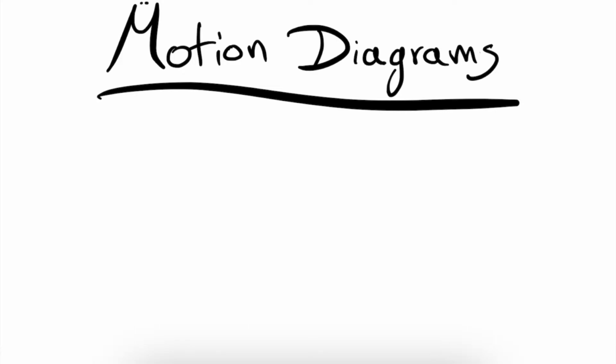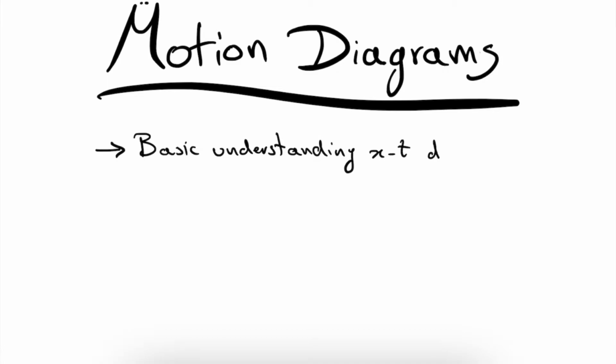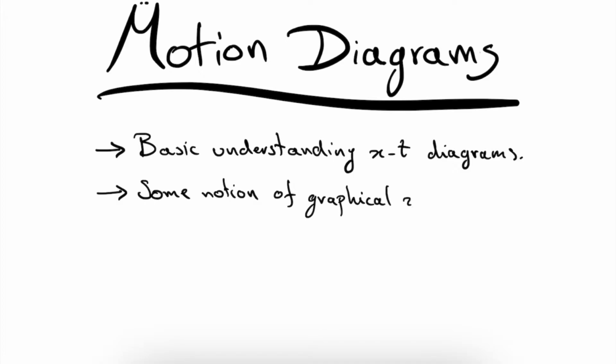Before we get into the first exercise, I want to take a few seconds to state what I assume you have as knowledge for this video. First, a basic understanding of xt diagrams, which means going from a scenario to drawing an xt diagram. If you are not sure how to do this, feel free to check out the video that I made on this topic on my channel. The second is some notion of the graphical interpretation of derivatives. This is not strictly needed to solve these exercises, but it gives a nice interpretation, which gives you some more understanding. So with that out of the way, let's jump into the first exercise.